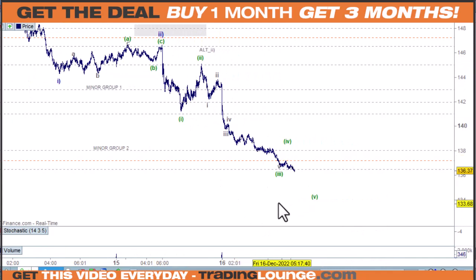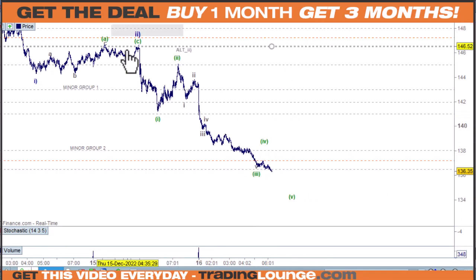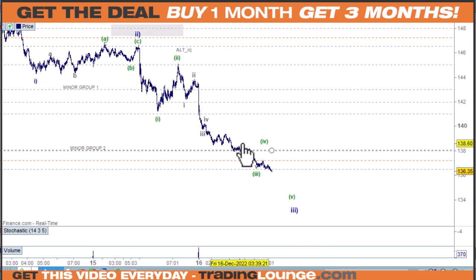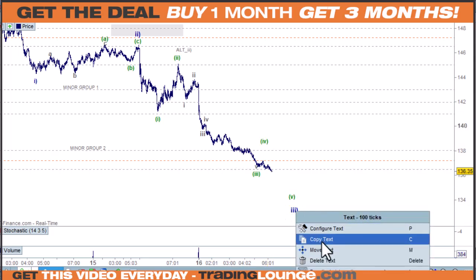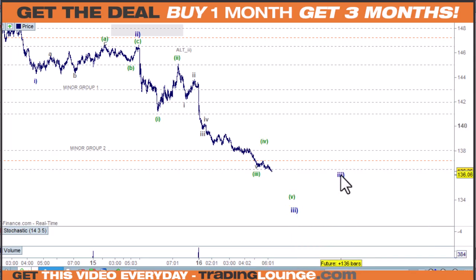A nice third wave isn't there here, so we can look for this third wave in here. 2, 3, and then 4 and 5. Yeah, so I think we're going to have to move this all out further, really.